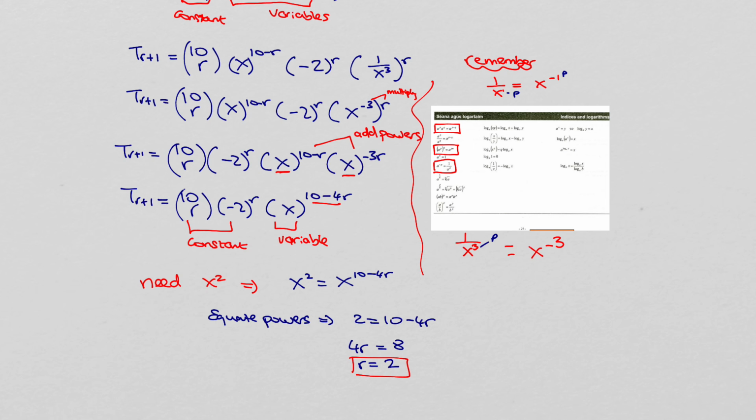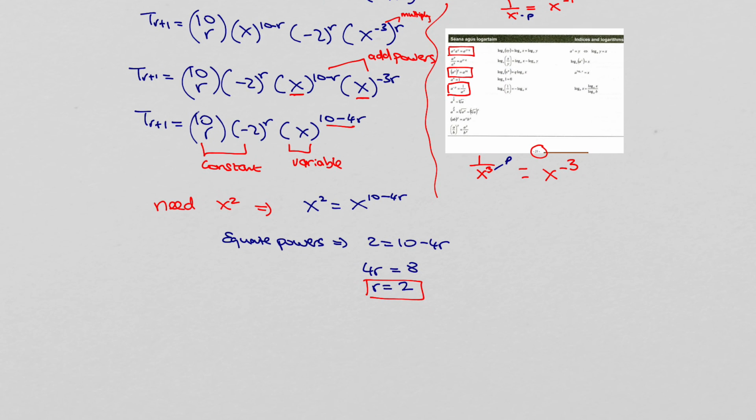So now I have evaluated r using my indices rules on page 21 of my maths tables. So all I have to do to finish off is sub in r back into this equation. So wherever there's an r, we're putting 2. So t of r plus 1 is going to become the third term. If r is 2, minus 2 to the power of 2, x to the power of 10 minus 4 times 2. So in other words, the third term is going to contain x squared.